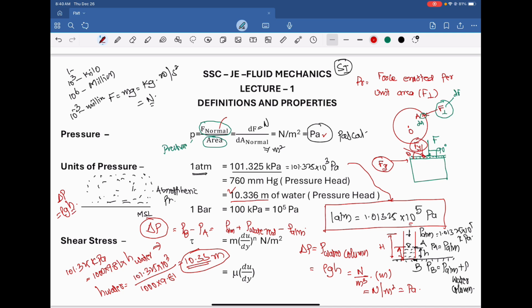For that, scientists have gone for better fluids, and one of the fluids found to be suitable is mercury. Hg is mercury. Instead of water, we can use mercury, where the relative density of mercury is equal to 13.6.